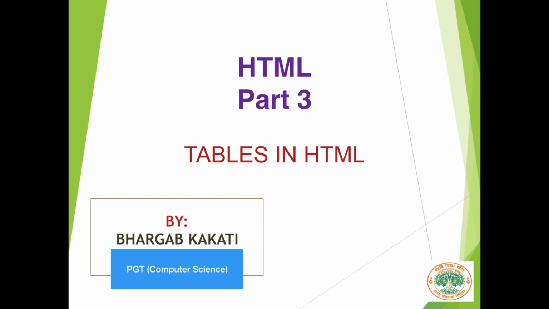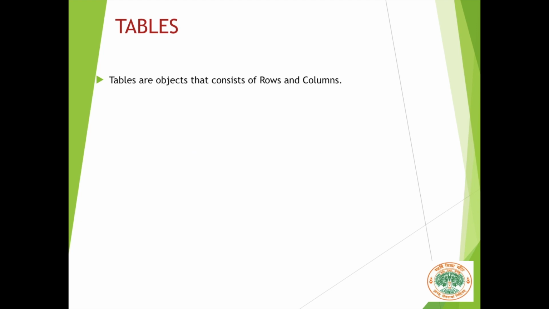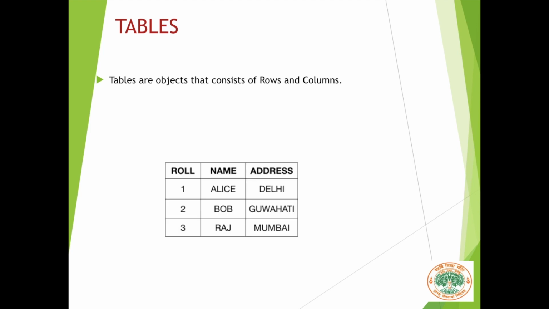So what are tables? Tables are objects that consist of rows and columns. In tables we have two basic things: first is the rows and second are the columns. So this is a typical example of a table which consists of students' roll number, name and address. Here, the parts which are highlighted are known as your rows, and roll, name and address, if we look from top to bottom, are known as columns.